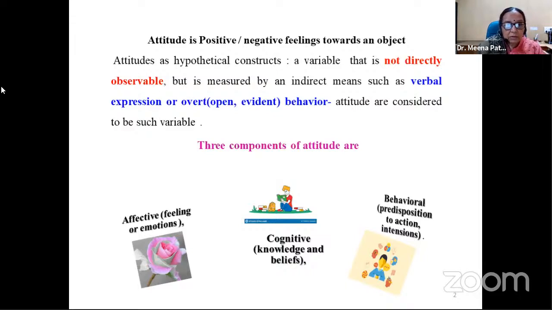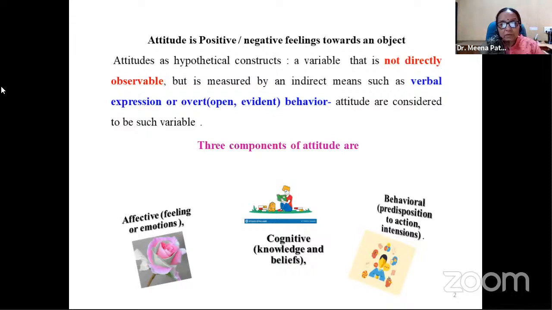The second one is cognitive, that is knowledge and belief. If we have enough knowledge, then we are positive towards that subject. But if we don't have enough knowledge, then without knowledge we can always say that no, it is not proper for me and I am not positive towards that subject, or it is not my belief that one can do this for a positive side.